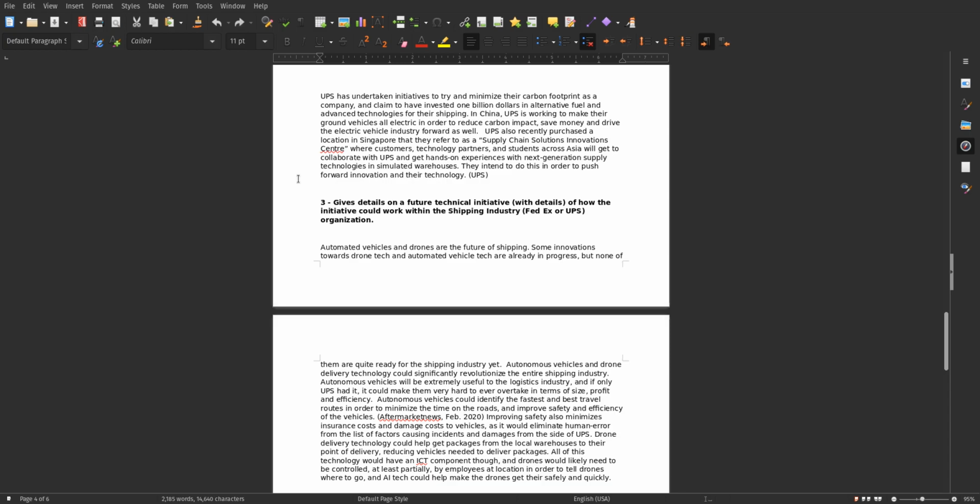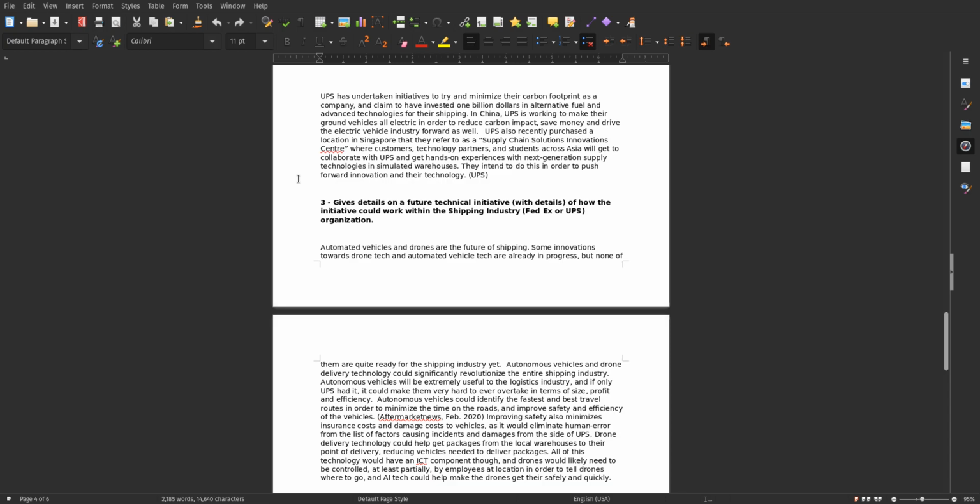UPS has also recently purchased a location in Singapore that they refer to as the Supply Chain Solutions Innovation Center, where customers, technology partners, and students across Asia will get to collaborate with UPS and get hands-on experience with next-generation supply technologies and a simulated warehouse. They intend to do this in order to push forward innovation and their technology. This is all not even mentioning the $1 billion they sink into furthering technology every year.